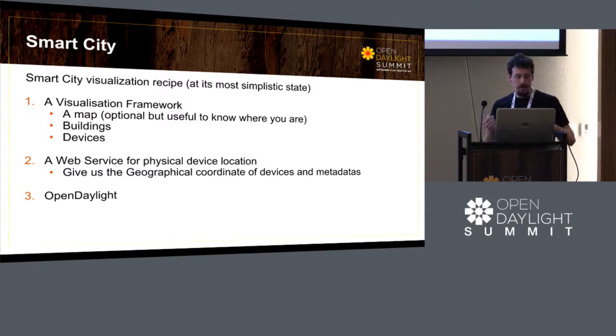The second thing that you need to have is a web service for physical device location. What this web service will need to do is give us the geographical coordinates of the device and also some metadata that you will need if you want to have information from OpenDaylight. And of course, the third thing that you need for that is OpenDaylight. OpenDaylight has just everything that you need. You just have to make the right calls to the RPC and we get everything. So we'll go a bit further on how the visualization framework works.